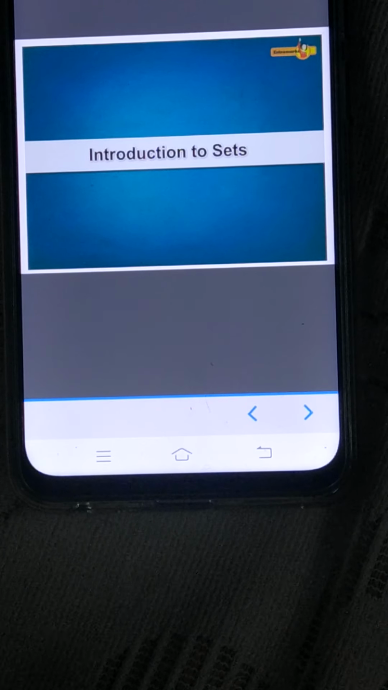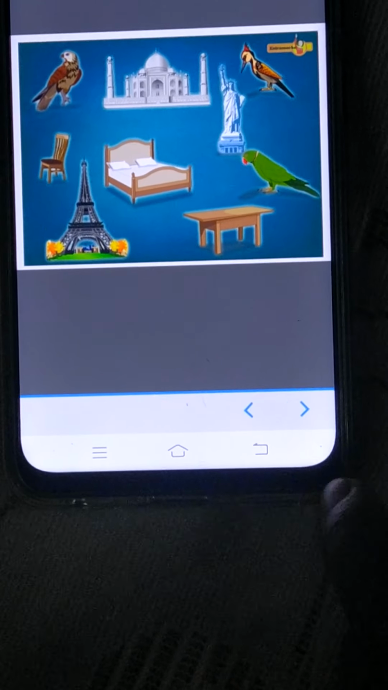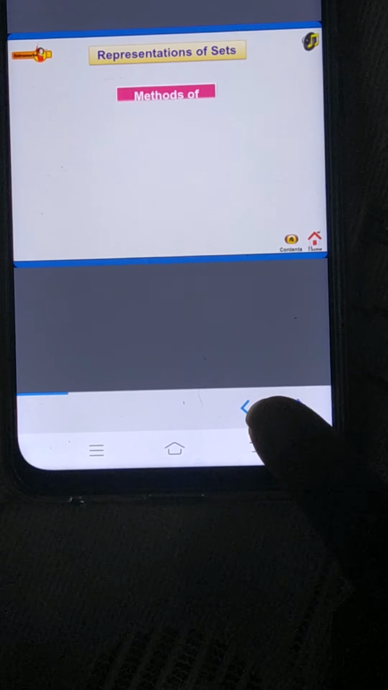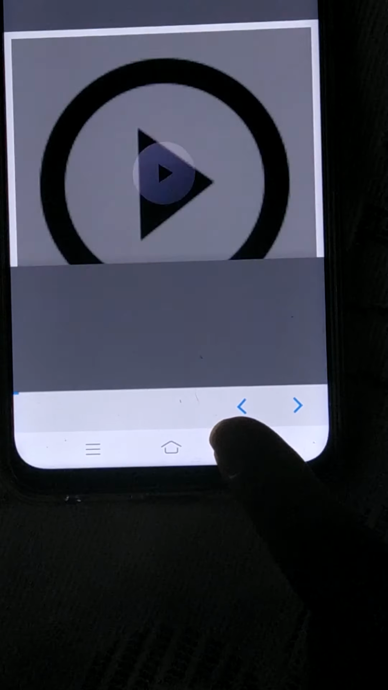Introduction to sets. Here we observe some objects: table, chair, and bed. We can represent sets in the following two forms.